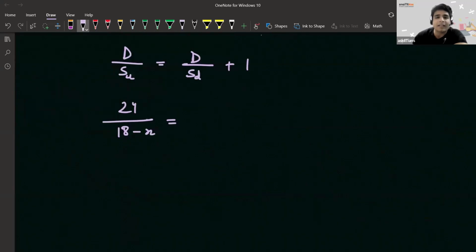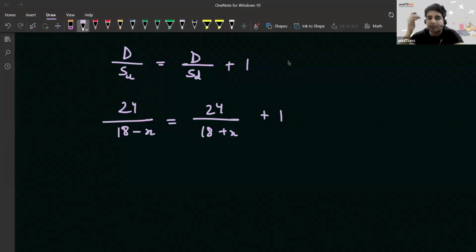And what is my distance and speed downstream, everyone? Speed downstream is 18 plus x, plus 1. D is 24, right, everyone? I hope this is very, very clear to you all. Tell me, everyone, any doubts till this point?